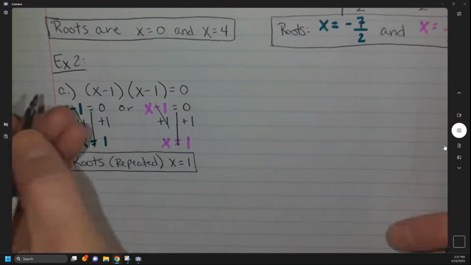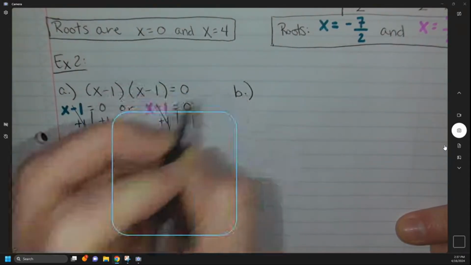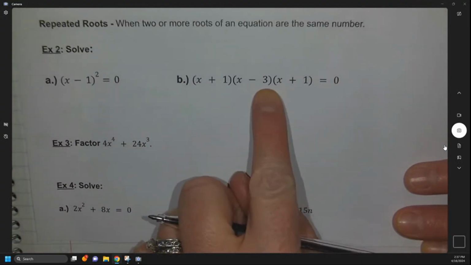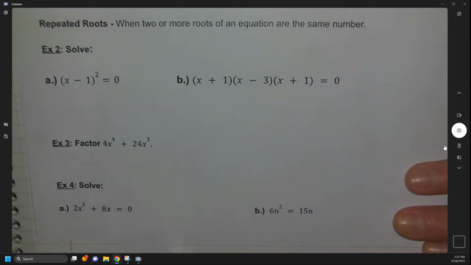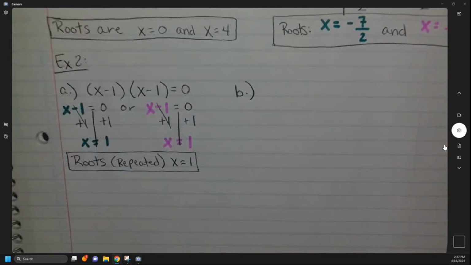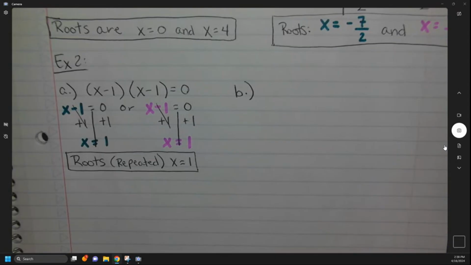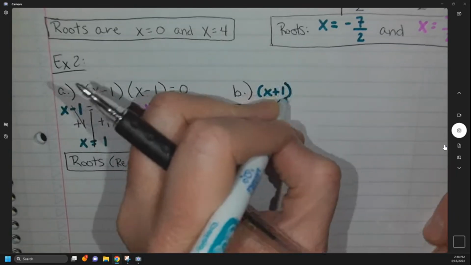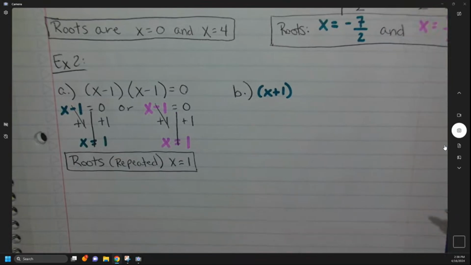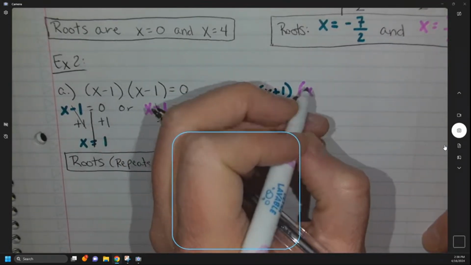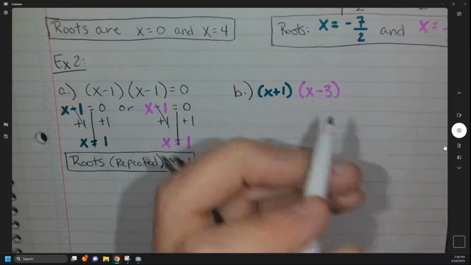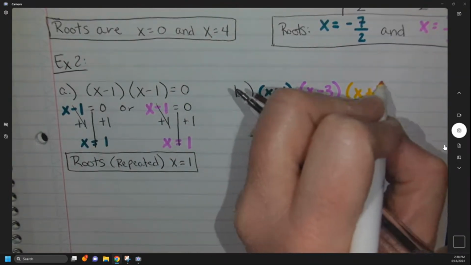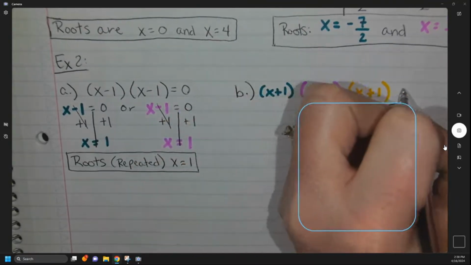Now for part B, we have x plus 1 times x minus 3 times x plus 1. So we know this time we've got 3 different factors for that equation. So we have x plus 1 times x minus 3 times x plus 1. And again, it's equal to 0.